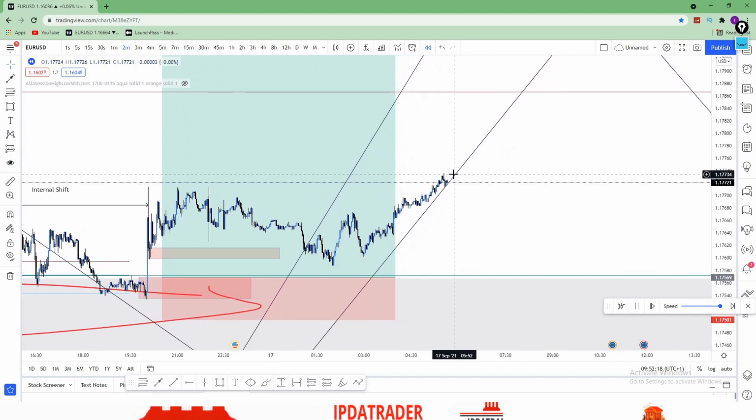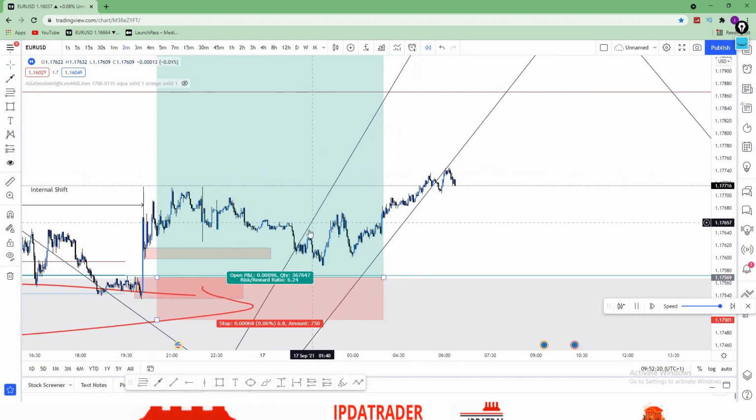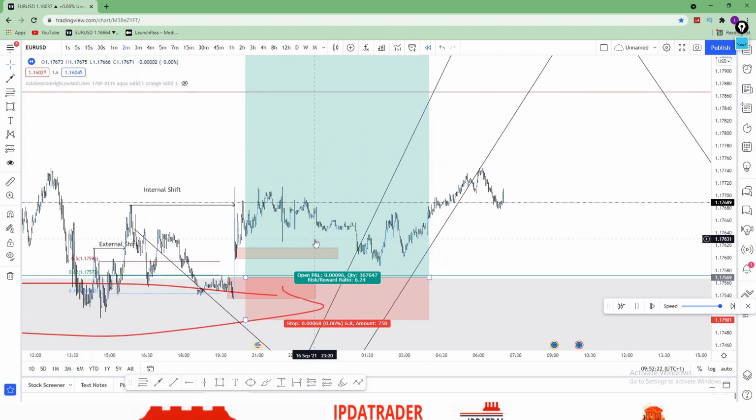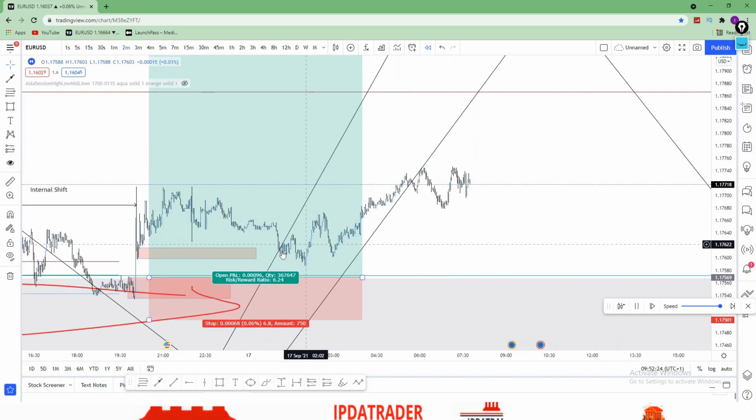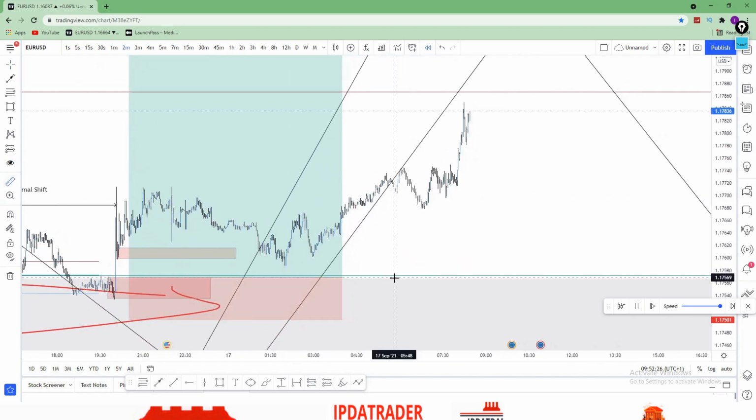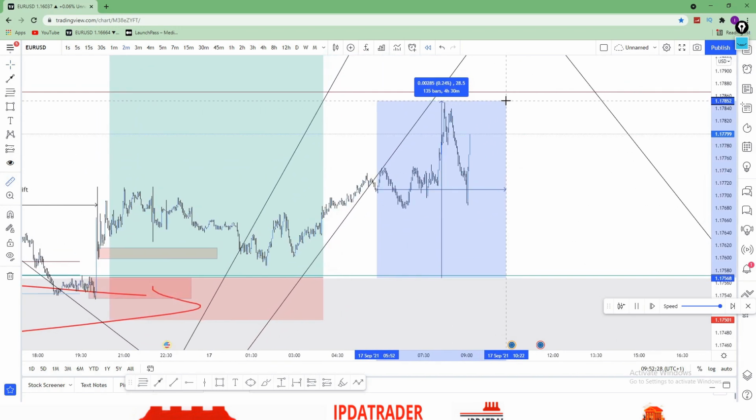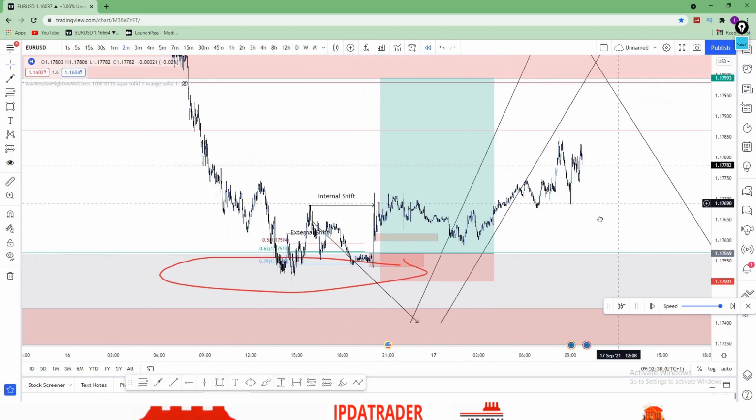I cannot make the candles print faster, but I think we may have missed this position, and this is fine, right? This is going to happen. So you can see if this would have hit, this would have been a 30 pip move, not bad. Let's see how far it can go.